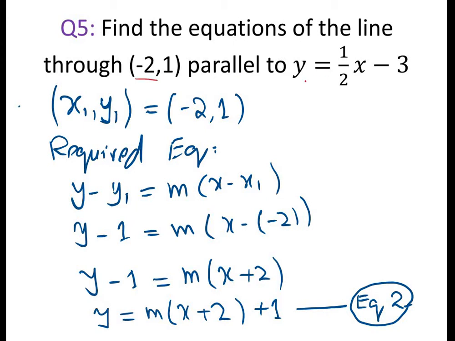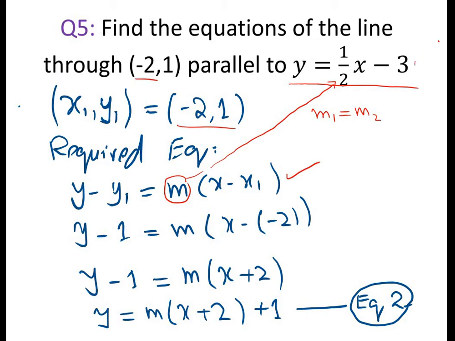Question 5 says that find the equation of the line through the point minus 2 and 1 and is parallel to this equation. So two lines are parallel if their gradients are same. So the line 1 gradient and the line 2 gradient, they are parallel if their gradients are same. So we have point x1, y1. The equation passes through this point, and the required equation is y minus y1 is equals to m(x minus x1), right? And this slope is equals to the slope of this one, because the line that we are finding is parallel to this one.